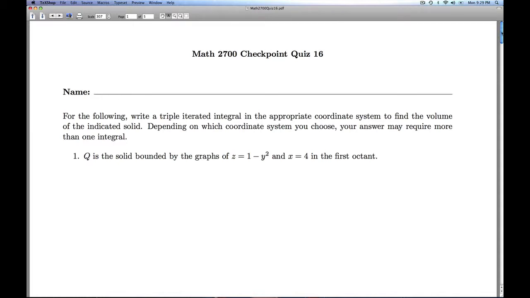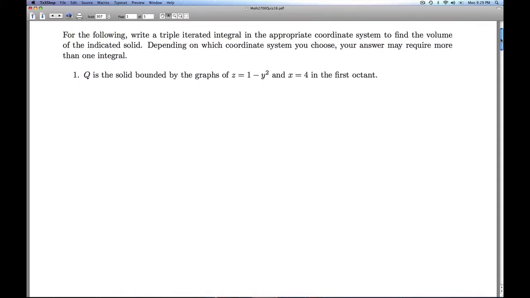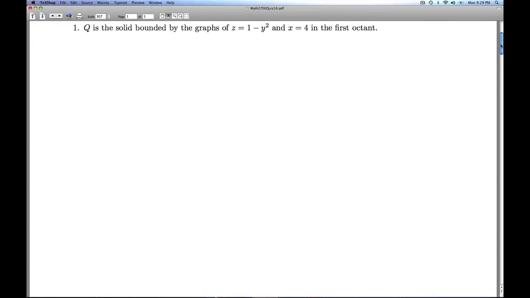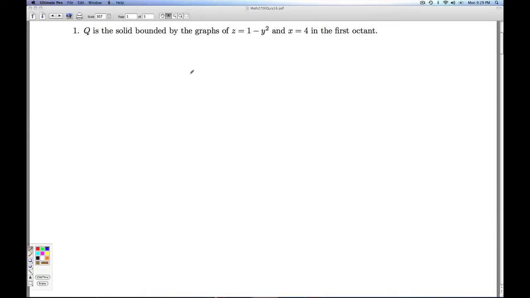Hi folks, it's Calc 3, Quiz 16. We're asked to write a triple iterated integral in an appropriate coordinate system which would determine the volume of the indicated solid. So number 1, we're asked to look for the solid bounded by the graphs of z equals 1 minus y squared, x equals 4, the first octant.